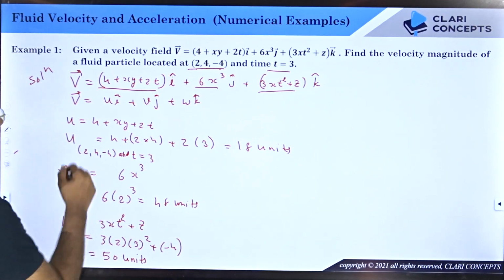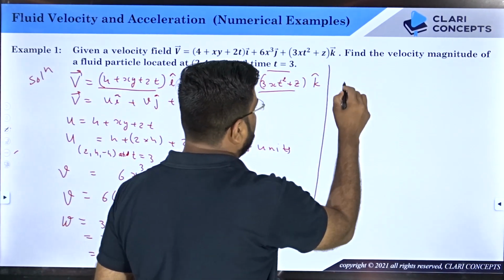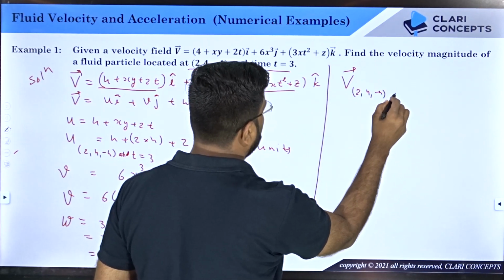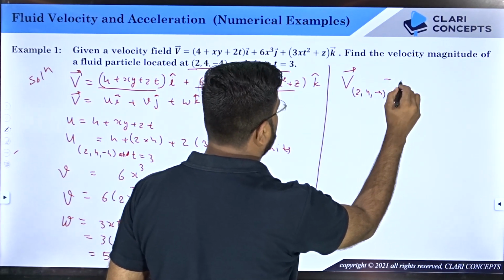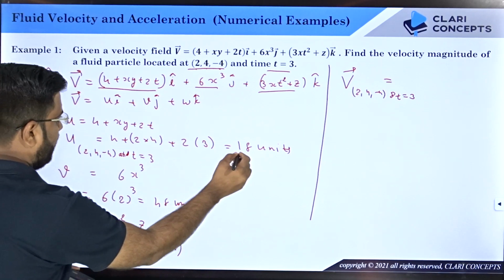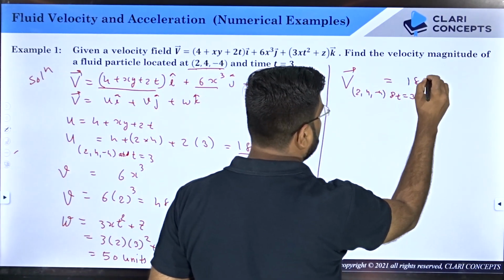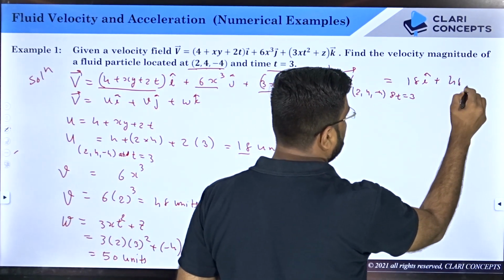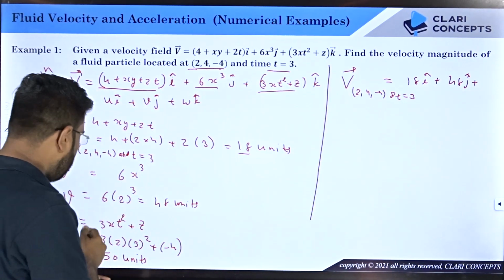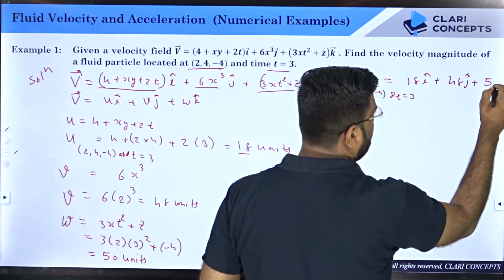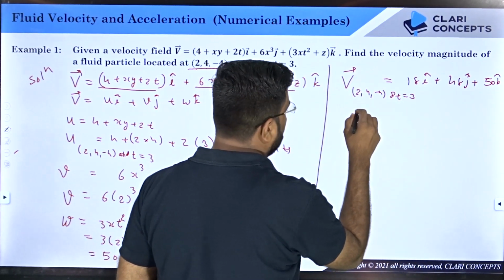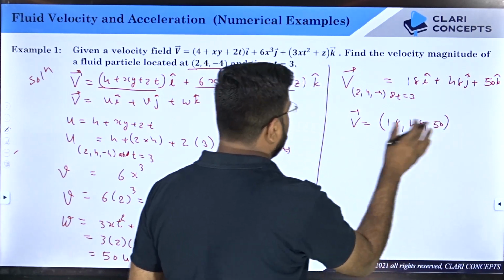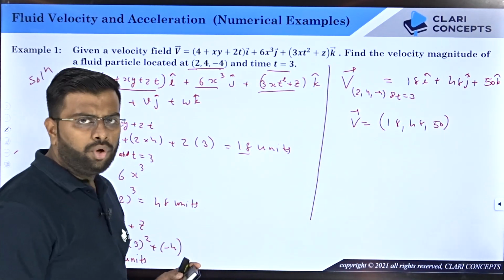So now you have all three components, u, v and w. So you can see that the velocity V at the point 2, 4, minus 4 and t equals 3 is equal to, what is u? U is 18 units, so this is 18i, plus what is v? It is 48 units, 48j, plus what is w? It is 50 units, 50k. So in coordinate system you can write it like this: 18, 48, 50. So this is the velocity vector at this particular point in the given flow field at this particular time.